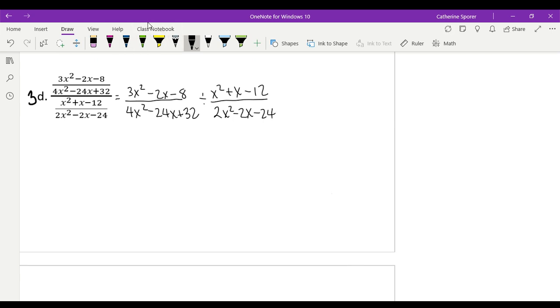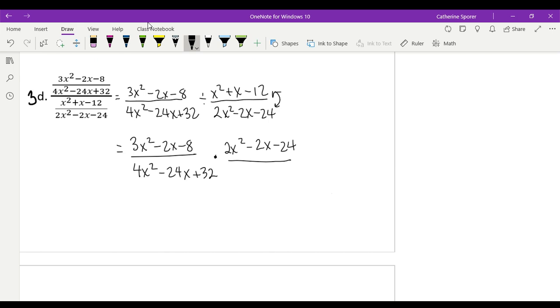Okay, then we want to flip the division to make this multiplication. So 3x squared minus 2x minus 8 over 4x squared minus 24x plus 32. And we're multiplying by the reciprocal, so we're just flipping this second fraction: 2x squared minus 2x minus 24 over x squared plus x minus 12. So now we need to do some factoring.